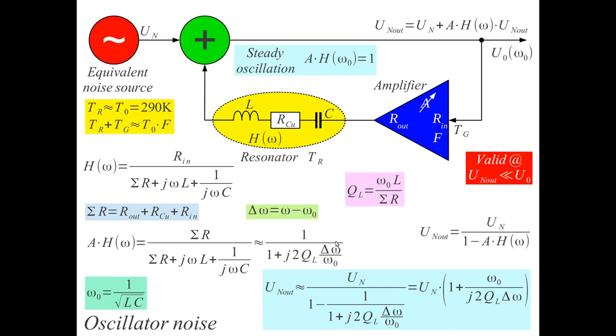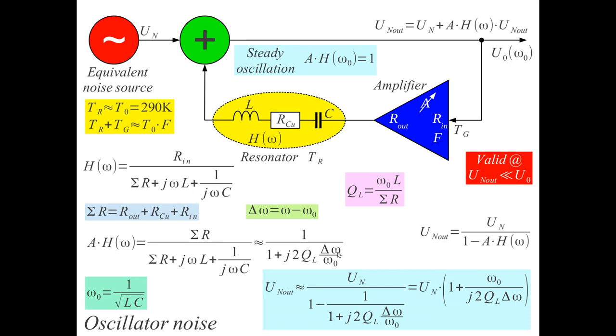For the omega zero frequency, this is now in fact true. If I set delta omega equal to zero, I obtain this expression. Only in this case I get 1, because with my offset delta omega, I try to simplify this expression with the expression for tuned circuits. If I simplify this with delta omega and Q loaded, I obtain this expression, and at delta omega equal to zero, A times H of omega is exactly equal to 1.